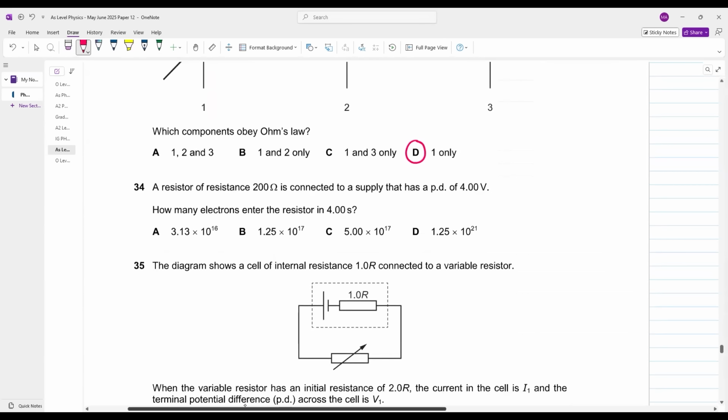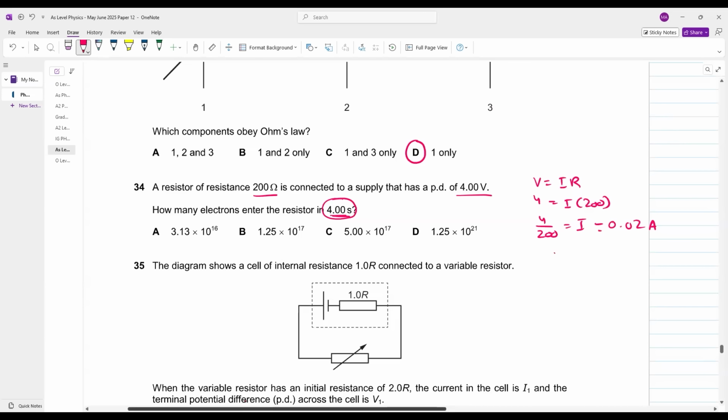A resistor of resistance 200 ohm is connected to a supply that has a potential difference of 4 volts. How many electrons pass in 4 seconds? Very easy. First and foremost, can we calculate the current? V is equal to IR करके. V क्या है? 4. I हमें नहीं पता. Resistance 200 है. Can you calculate the current? 4 divided by 200, current comes out to be 0.02 ampere.